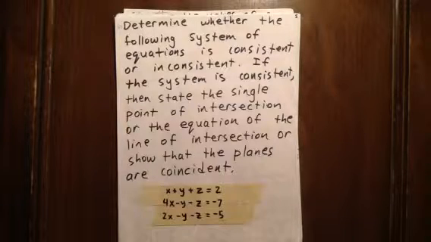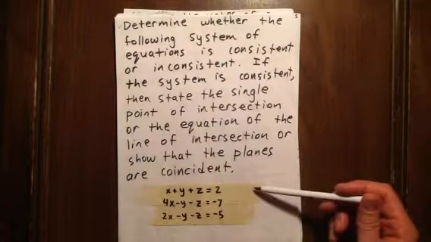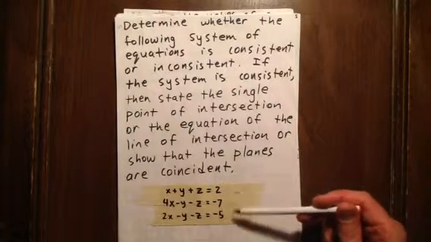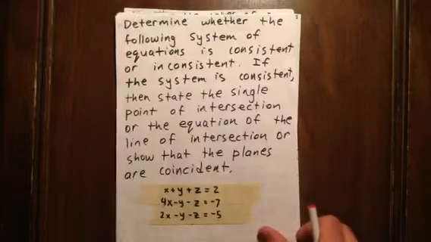In this question, we want to determine whether the system of equations is consistent or inconsistent, and then, more specifically, determine which of the 8 possible scenarios it is. So we have these 3 equations.